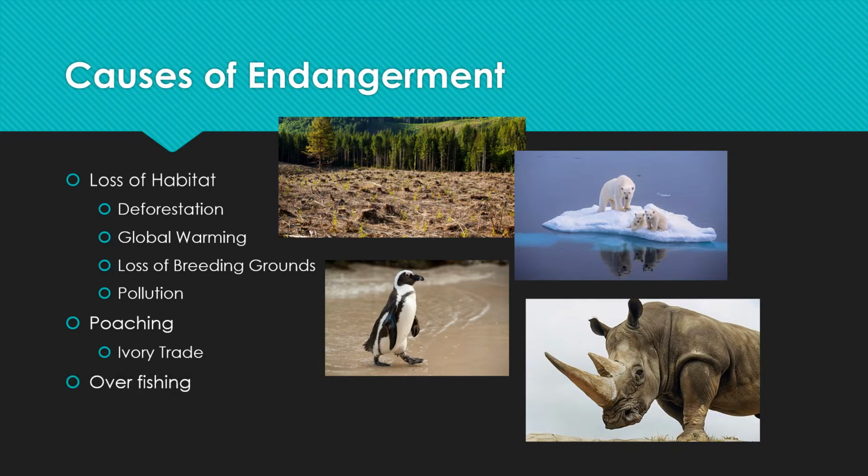Finally, overfishing is a cause for endangerment. According to National Geographic, overfishing is simply the taking of wildlife from the sea at rates too high for fish species to replace themselves. Overfishing not only threatens the species that is being taken, but also the species that consume the fish to survive.